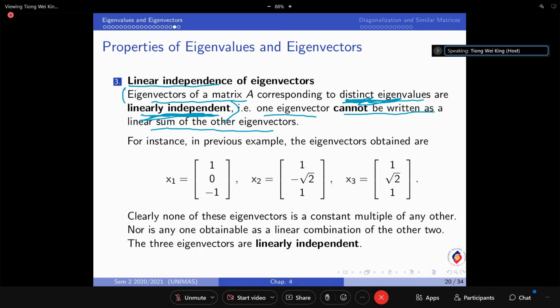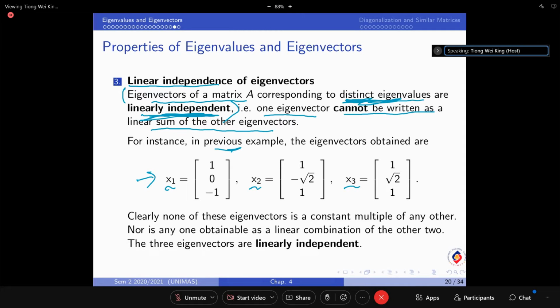So what does it mean by that? Let's see this example. This is what we obtained in the previous example. You have three eigenvectors x1. Again, it should be bold here. This should be a vector.